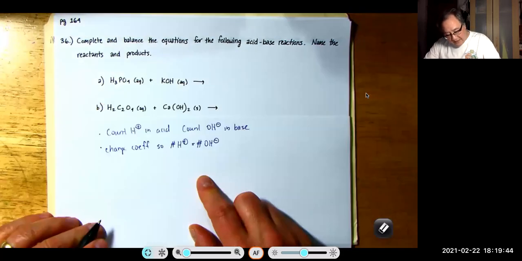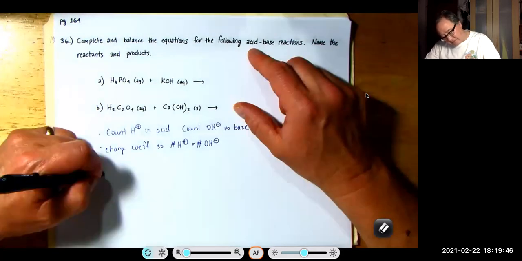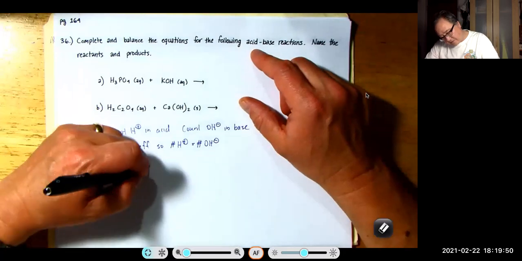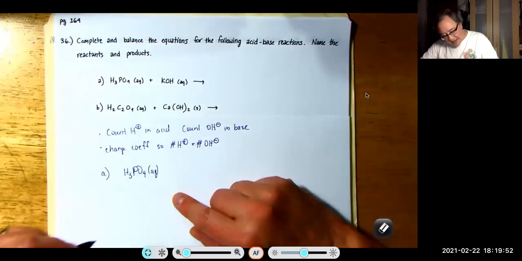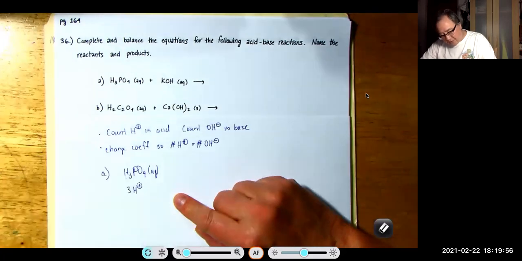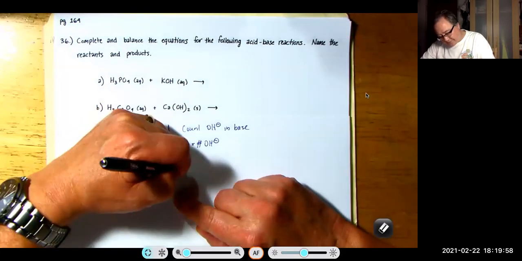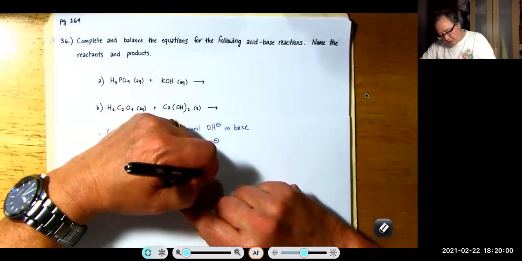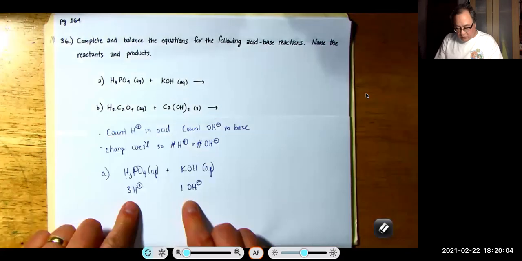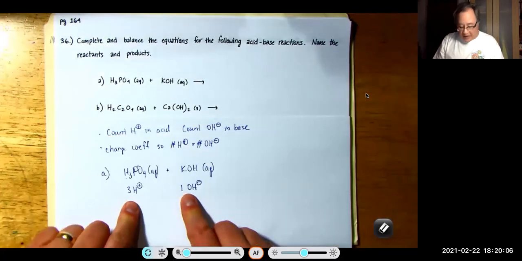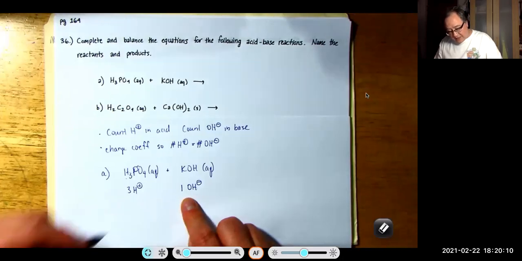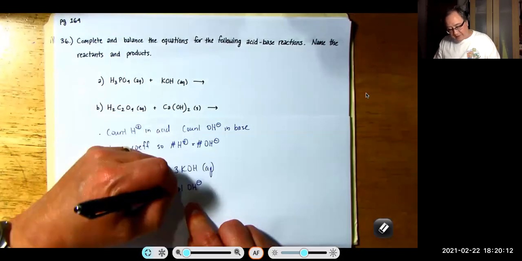So for A, you've got 3 hydrogens. And for KOH, you've got 1 hydroxide. So these do not equal. How do we get them to be equal? And the answer is put a 3 right here, and now we have 3 hydroxides.